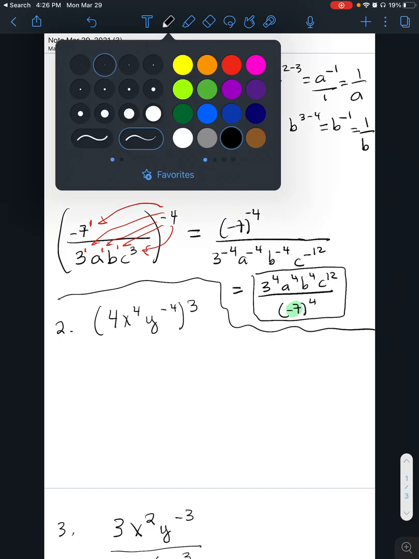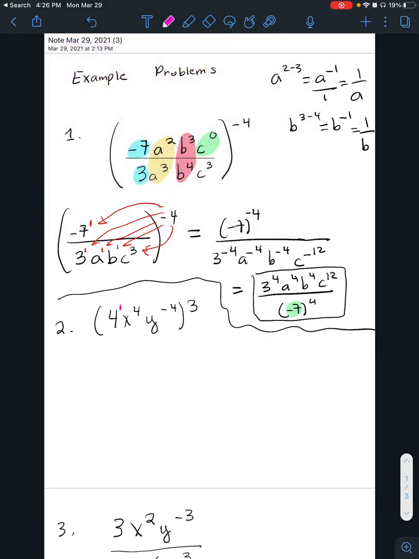Moving on to number 2, the first thing I'm going to do is I'm going to take that 4 and I'm going to give it a 1, just because I know I'm going to take this 3 and multiply everything. So I end up with 4 cubed, x to the 12, y to the -12.